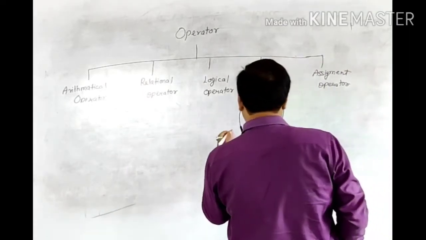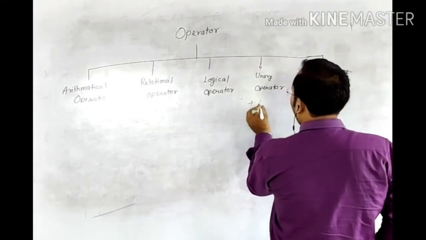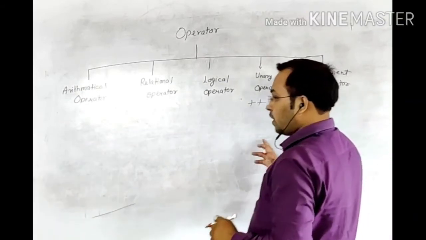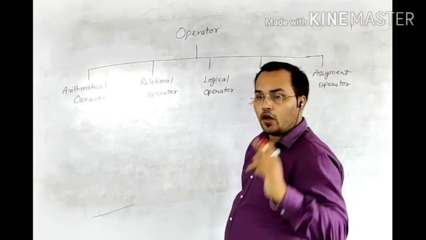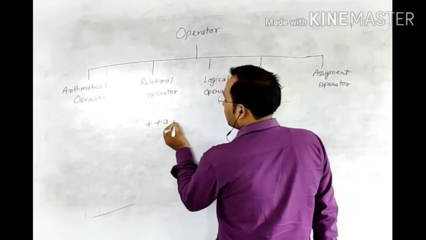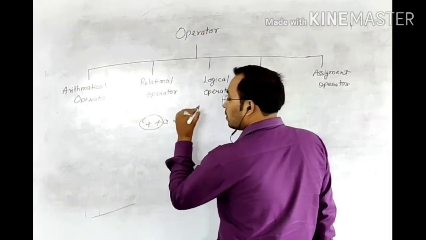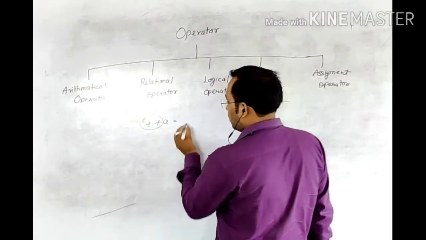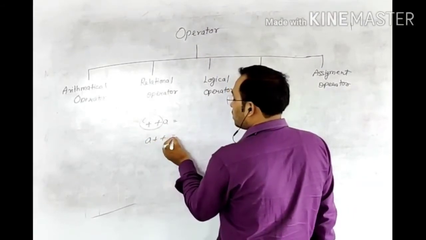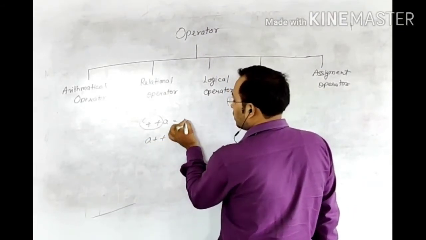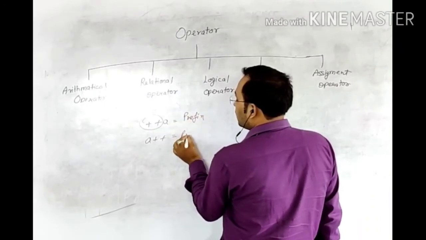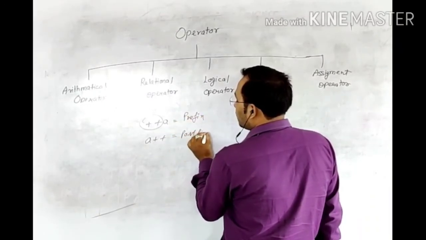Unary operator means plus plus, minus minus. Unary means it has only one operand. Suppose we have written plus A, that means it is prefix. And if I have written over here A plus plus, that means it is postfix. This is prefix and this is postfix.